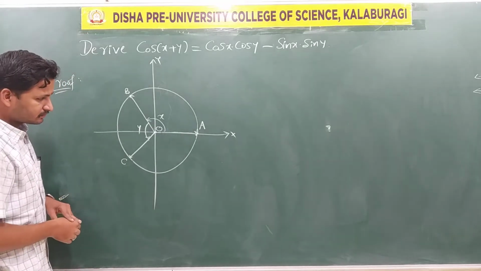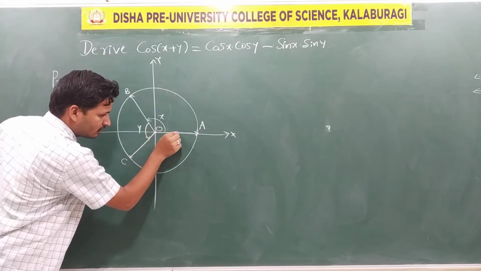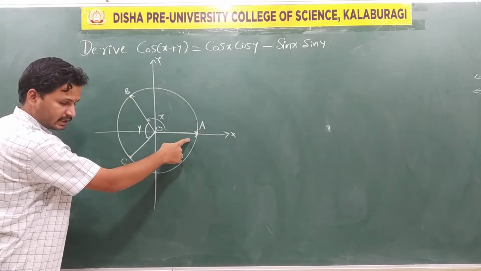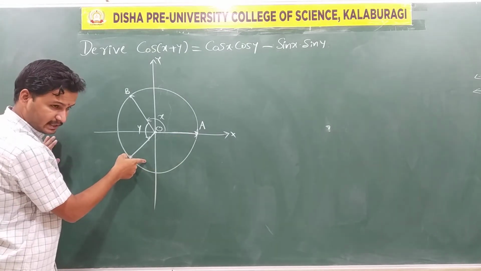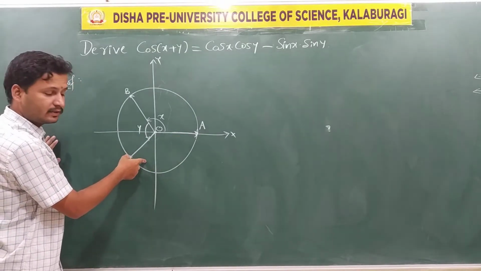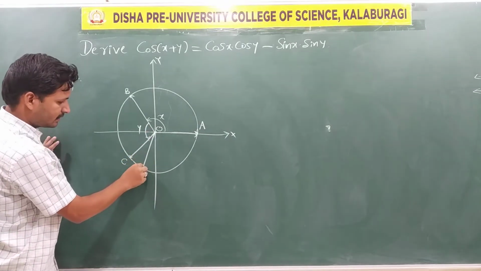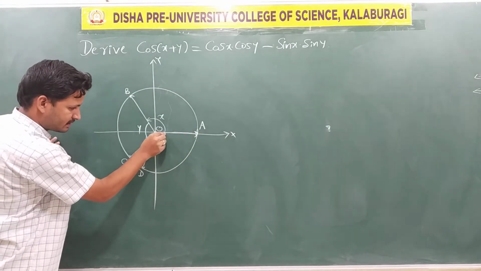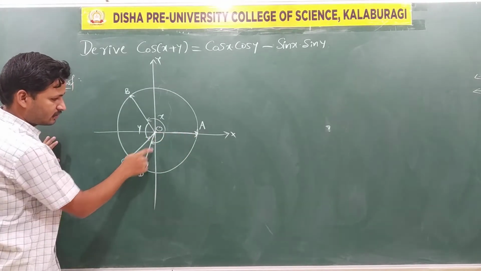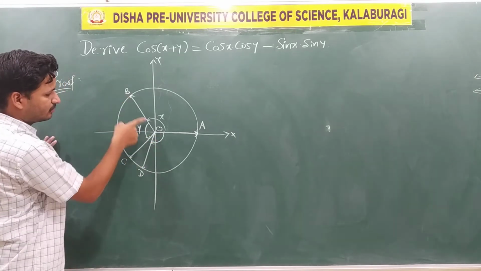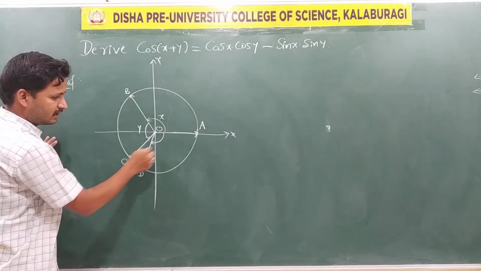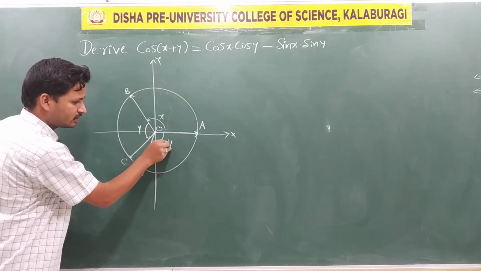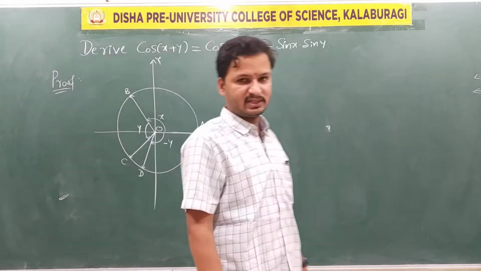Then next, the initial line OA rotates in clockwise direction. Clockwise direction means definitely the angle is negative. So it reaches the point D. OA rotates in clockwise direction and reaches the point D. This angle is the same as the angle BOC, so this is also Y, but it is rotating in clockwise direction, so we take a negative sign, that is minus Y.